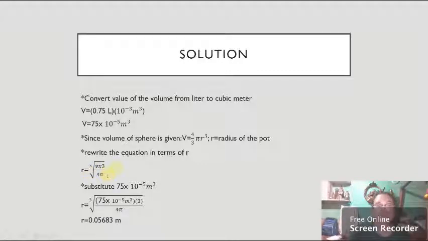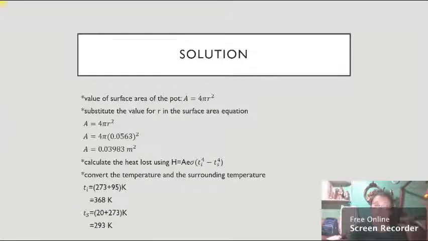So substitute the value of V that we have converted earlier. We're going to have an answer of 0.05683 meters. And then we are given the surface area of the pot, A equals 4 pi r squared. So substitute the value of r that we have computed earlier, which is 0.0568. Then we're going to have an answer of 0.03983 meters squared.